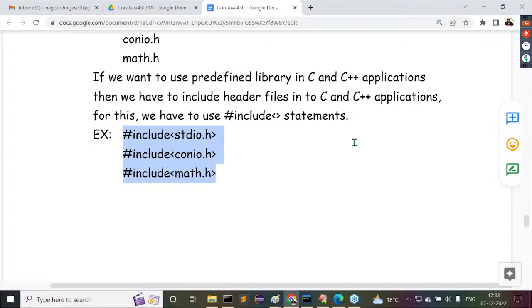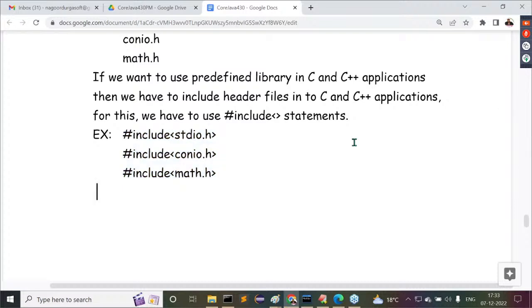This entire thing is going on at what time? Compilation time. So loading the predefined library, that is the header files' content, to the memory at compilation time is called static loading. That is called what? Static loading. Yes, clear to all of you? Understand it clearly.